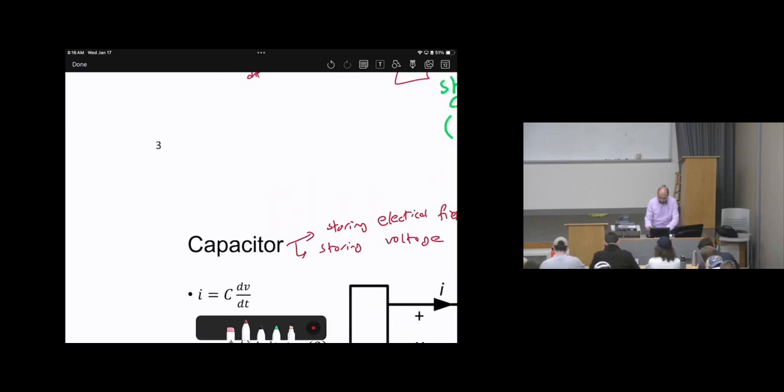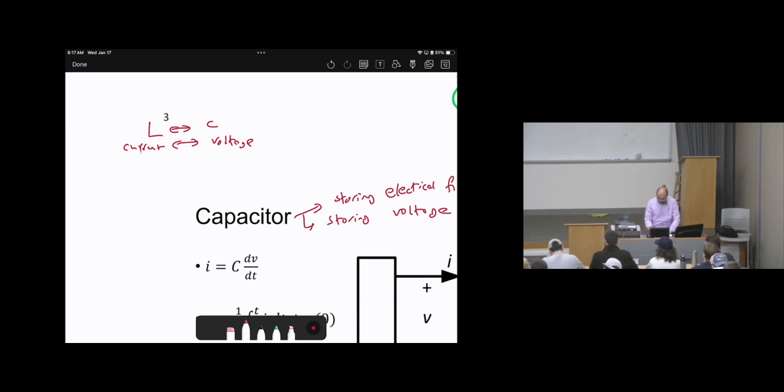So I can say the duality, which is the inductor, is the opposite of the capacitor. So here, this is related to the currents. This is related to the voltage. Then this is related to magnetic field, while the capacitor is related to electrical field.